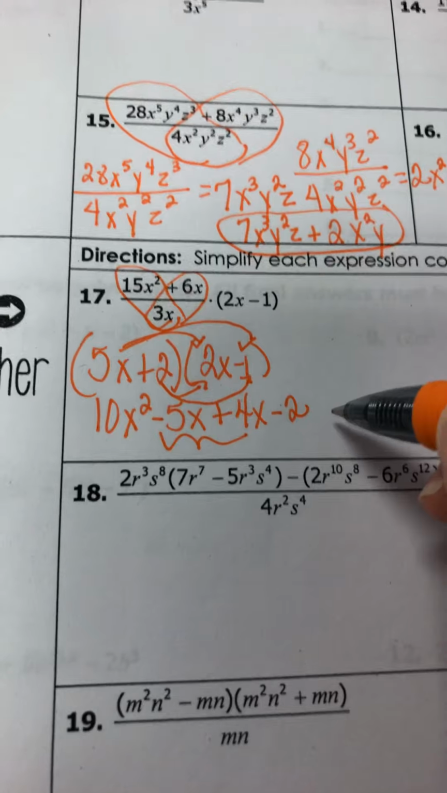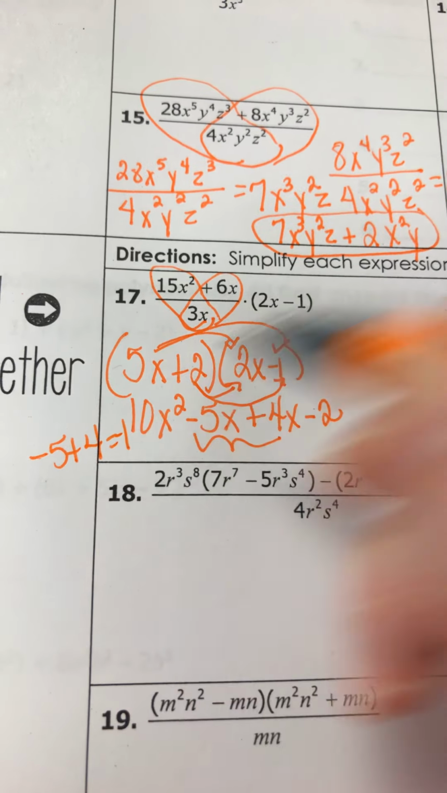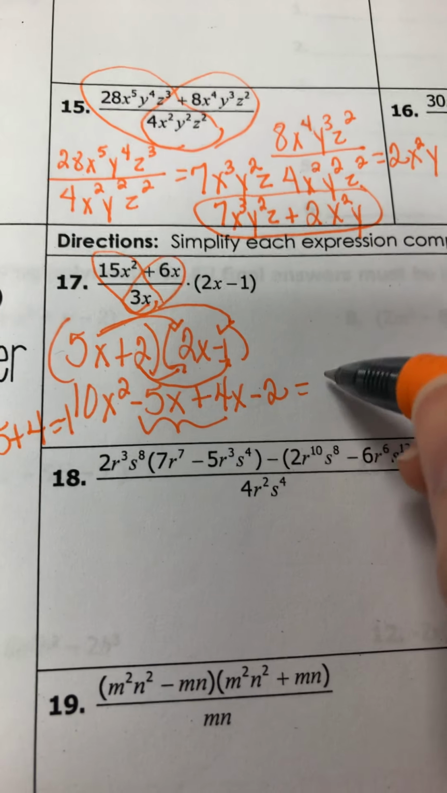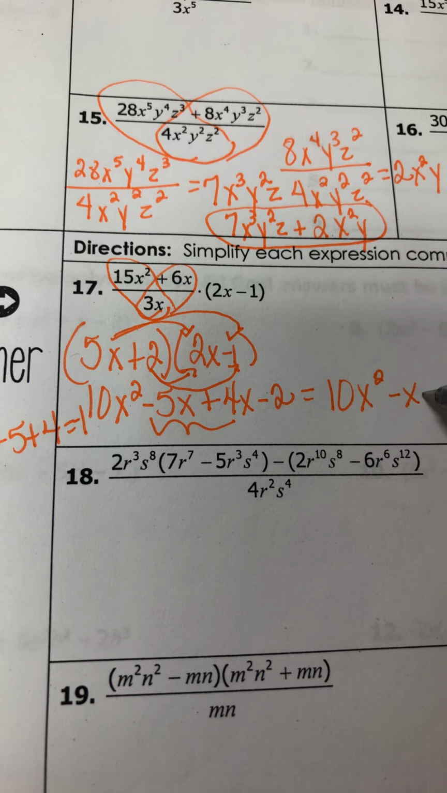Add these two together. Remember, when you add, you only add the coefficients in the front. Don't do anything with the x's. You get 10x squared minus 1x, don't put the 1, minus 2.